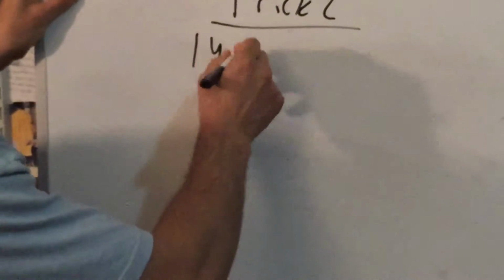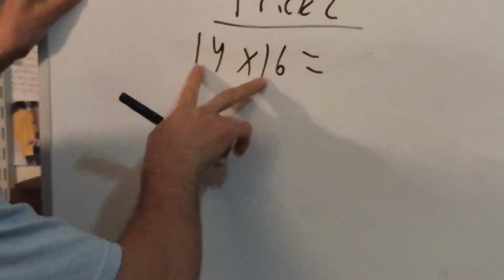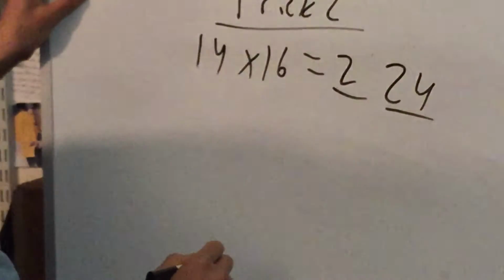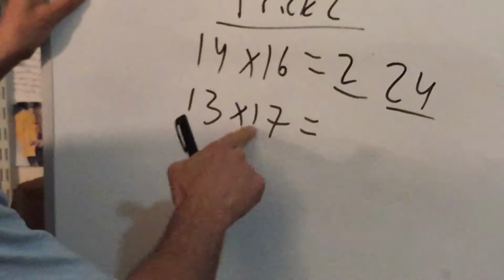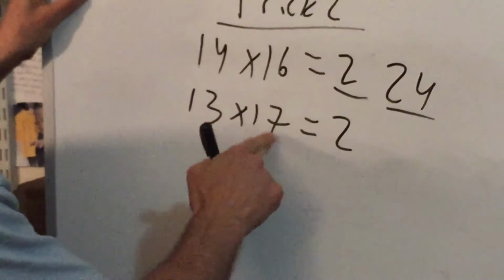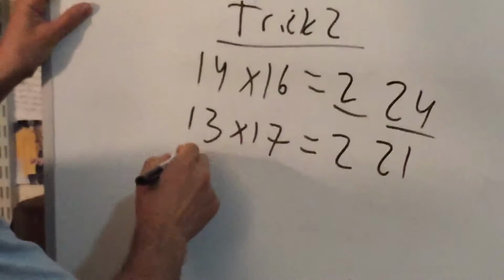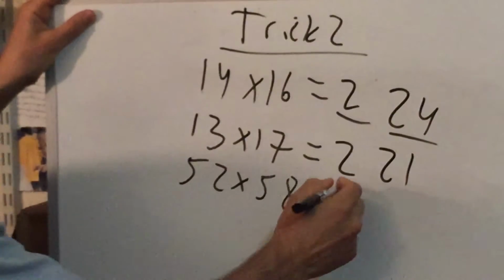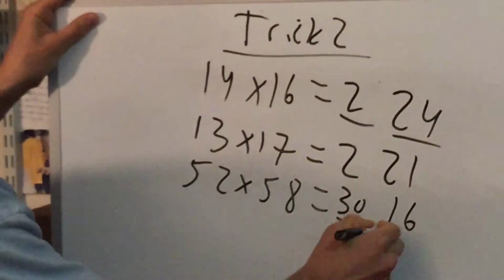All right, let's do a few more. So we would do 1 times 1 more than 1. So 1 times 2, that's 2. 4 times 6, 24. Let's try 13 and 17. Again, 1 times 2, that's a 2. 3 times 7, 21. 221. Let's try 52 times 58. 5 times 6, 2 times 8.